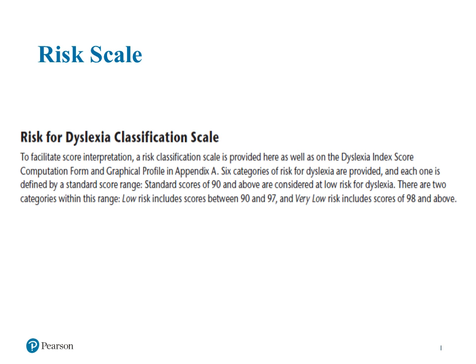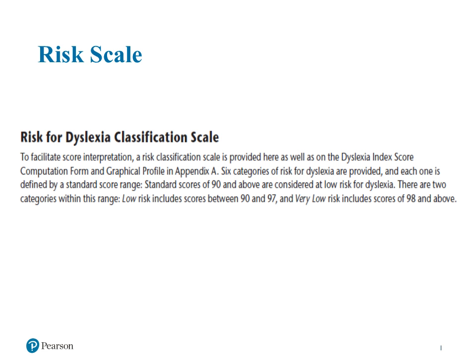In terms of what else we get from this process, we do get a risk scale. So when you compute the Dyslexia Index Score, you get a risk scale that tells you whether or not a child is at risk or at low risk. And essentially that's a cutoff. It's a criterion score. We're setting the cutoff at a standard score of 90. So 90 and above is considered low risk for dyslexia, and 89 and below is considered at risk for dyslexia. So there are two categories in that range.